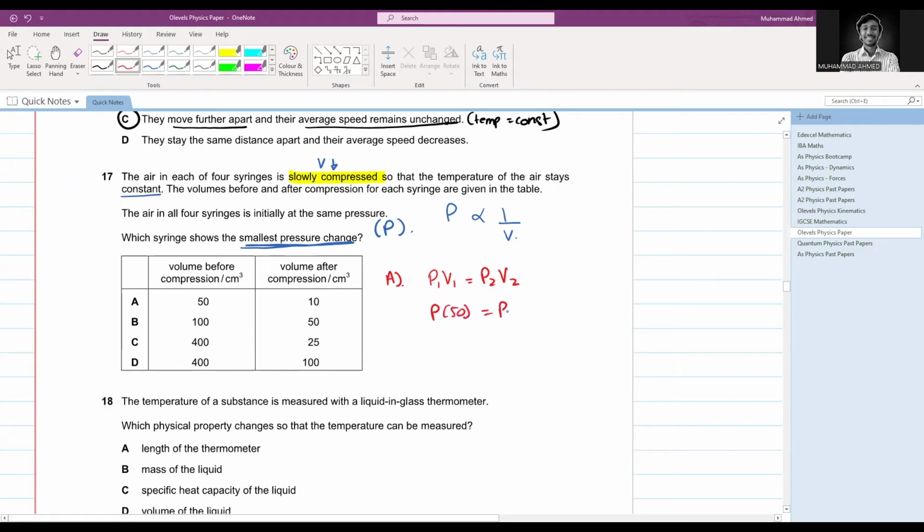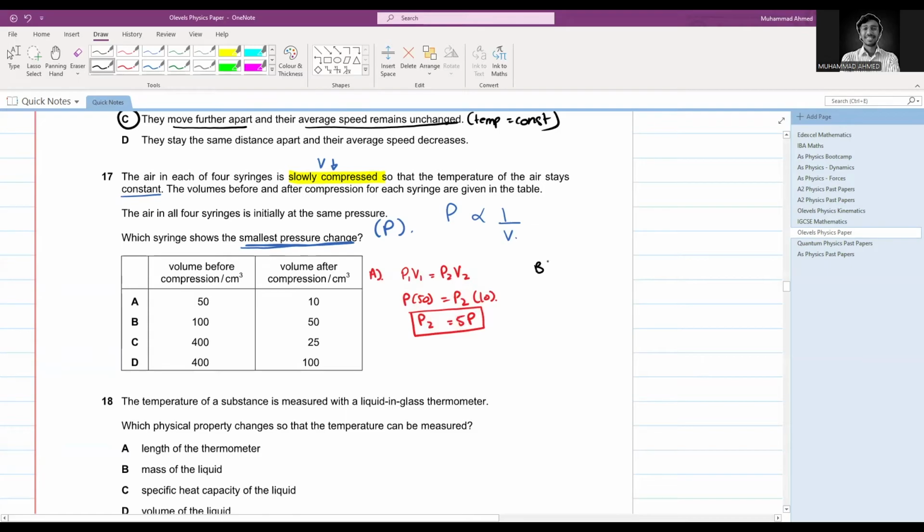What is pressure 2 or final pressure? Unknown. What is volume 2? 10. Can you realize that the final pressure, or pressure 2, for option A is 5P? Let's do the same thing for all the options.